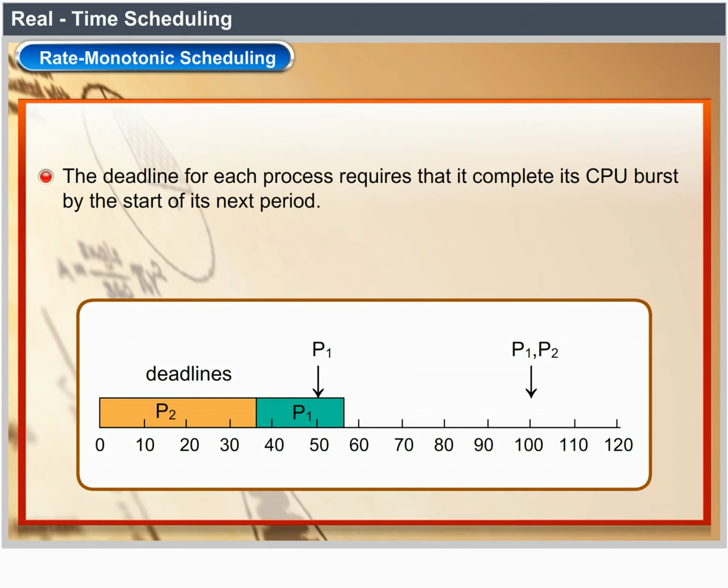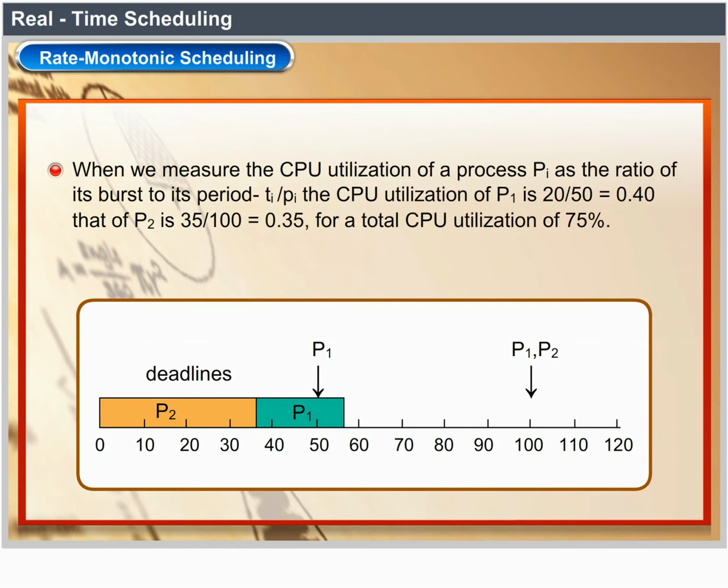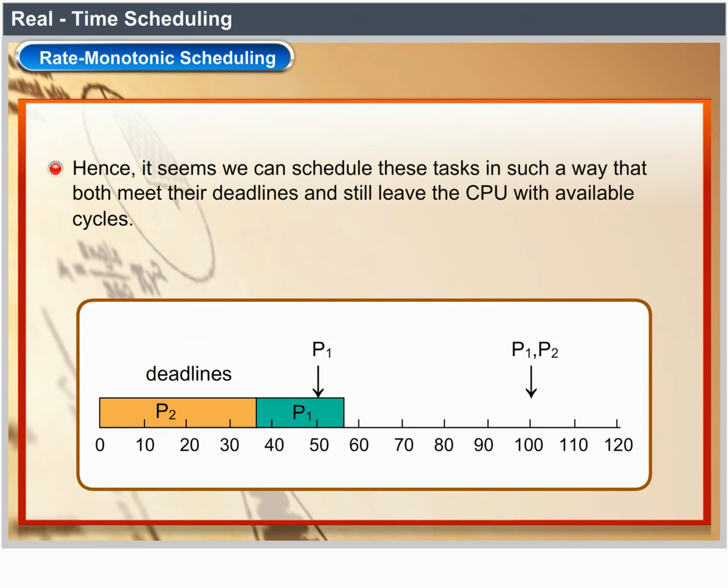We must first ask ourselves whether it is possible to schedule these tasks so that each meets its deadlines. If we measure the CPU utilization of a process Pi as the ratio of its burst to its period, Ti over Pi, the CPU utilization of P1 is 20 over 50, equaling 0.40. That of P2 is 35 over 100, equaling 0.35, for a total CPU utilization of 75%. Therefore, it seems we can schedule these tasks in such a way that both meet their deadlines and still leave the CPU with available cycles.